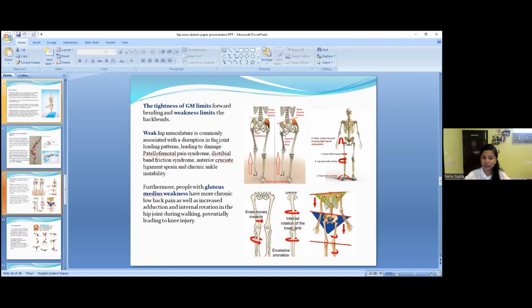Weak hip musculature is commonly associated with a disruption in the joint loading pattern. Again, as I told you, when it becomes weak, the joint loading pattern is disturbed and the imbalance occurs, which brings a lot of problems in our ankle, in the ACL, and patellofemoral pain syndrome happens. Furthermore, people with gluteus medius weakness definitely have more chronic lower back pain, and increased abduction and internal rotation is also being hampered.